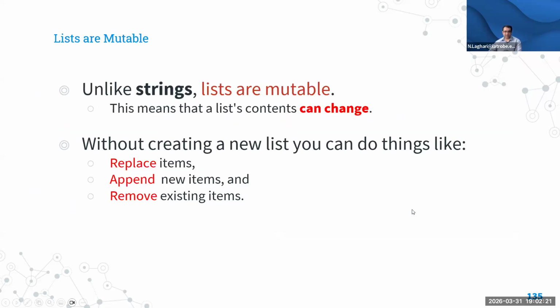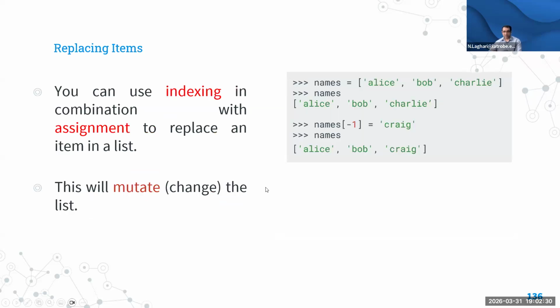Unlike strings, lists are mutable. So you can change their content, replace items, append new items, and remove existing items. All right, so if we have names, Alice, Bob, and Charlie, then names[-1] is Charlie. And sorry, I wanted to mention that you can use the same negative indices with lists as well.